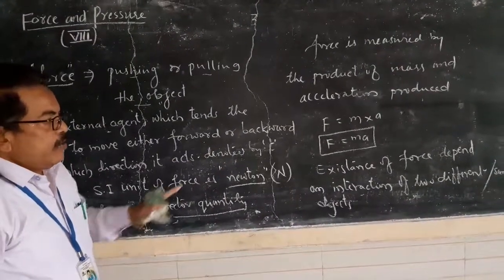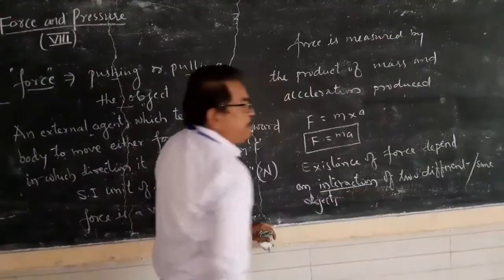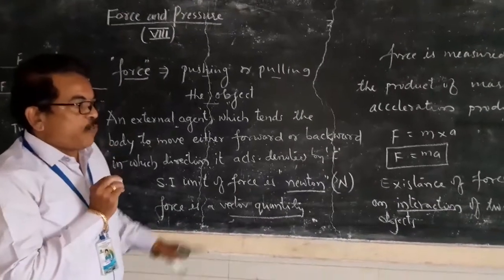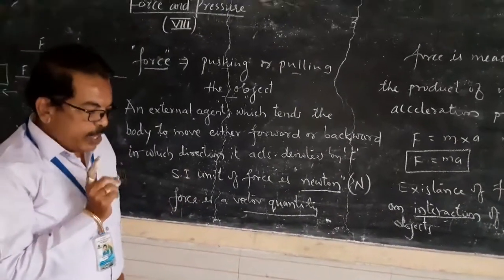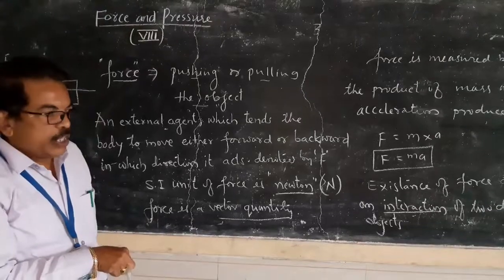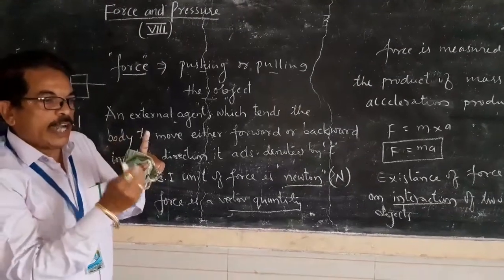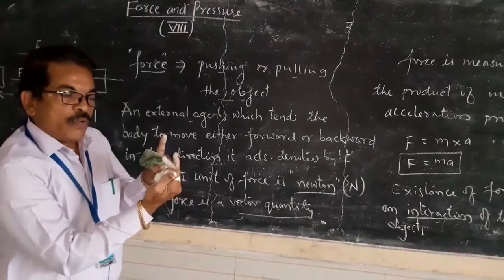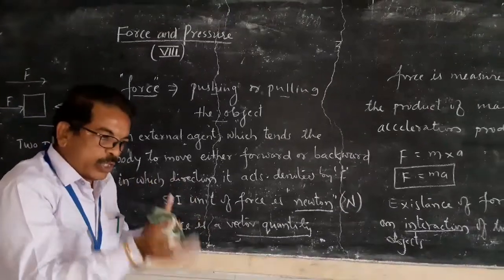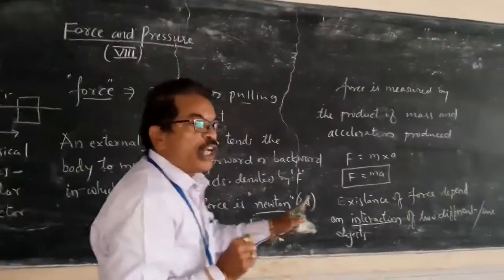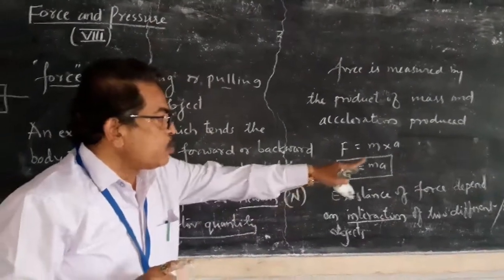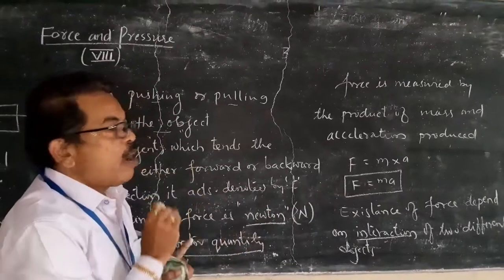For example, suppose you want to walk. There are two forces acting on your body. When we push the ground with the toes, there will be two opposing forces acting: the ground force and the toes force. Whenever both forces interact, there will be motion of the object. So if you want to have motion, there should be two forces acting on that particular object.